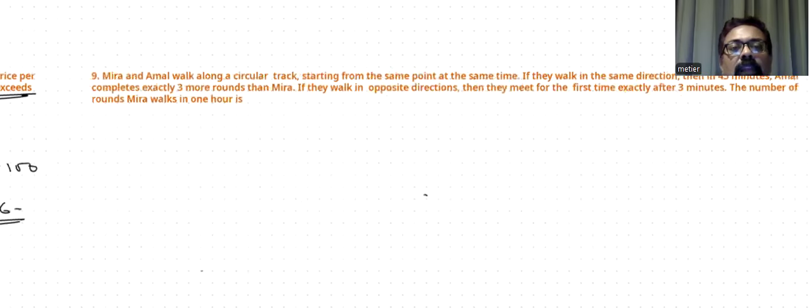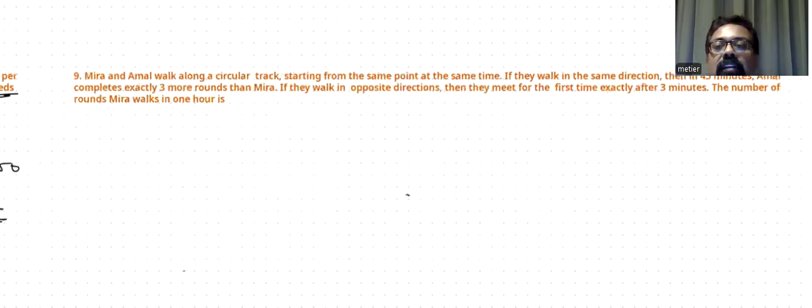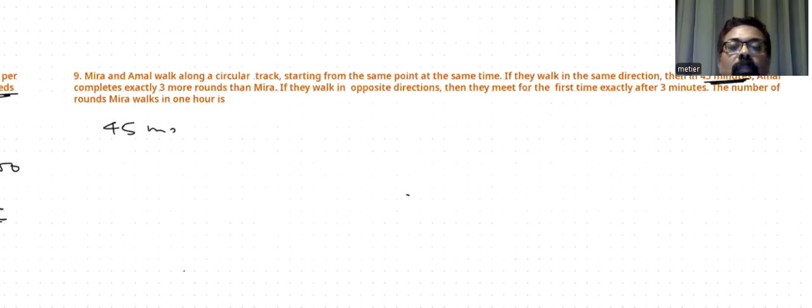Now, Mira and Amal walk along a circular track. In this particular question, have a look. In 45 minutes, Amal completes 3 more rounds than Mira. So in 45 minutes, Amal travels 3 laps more. Say 1 lap is L. And finally, we require another piece of data.